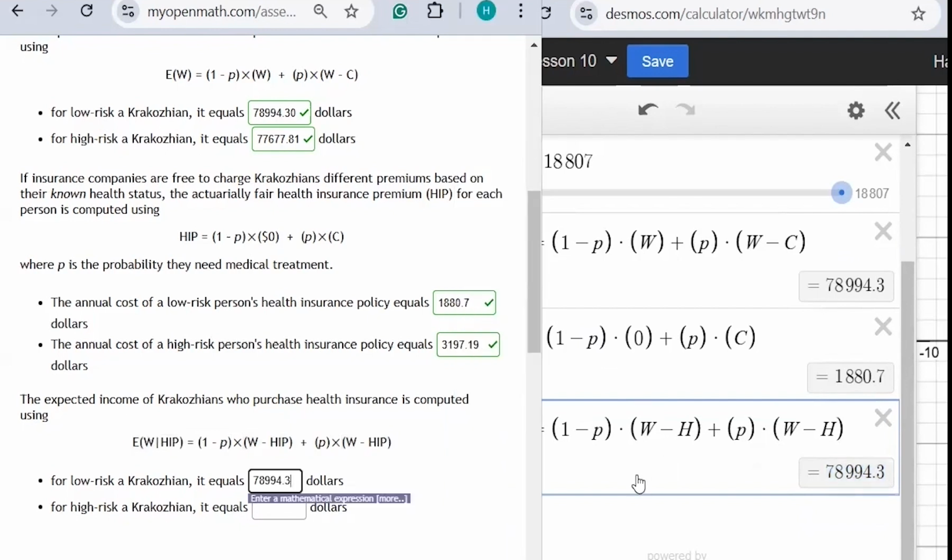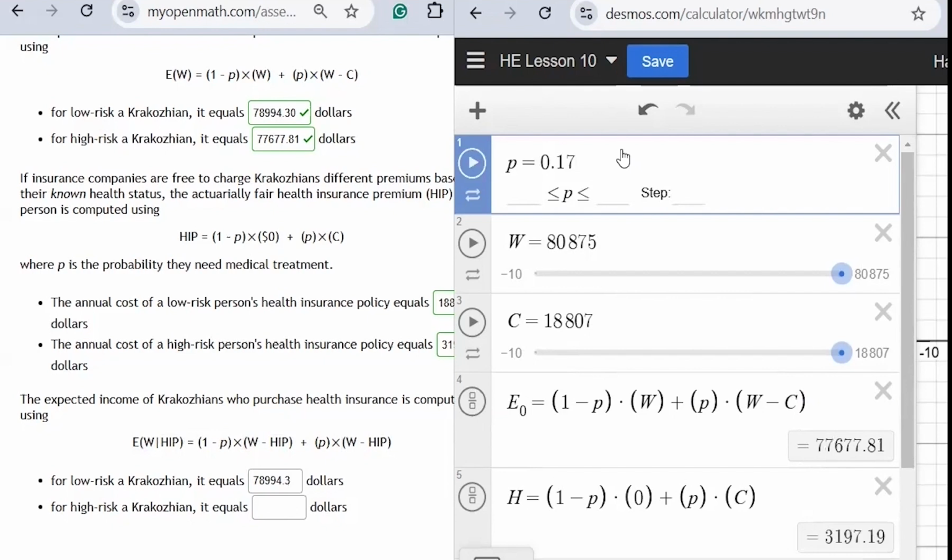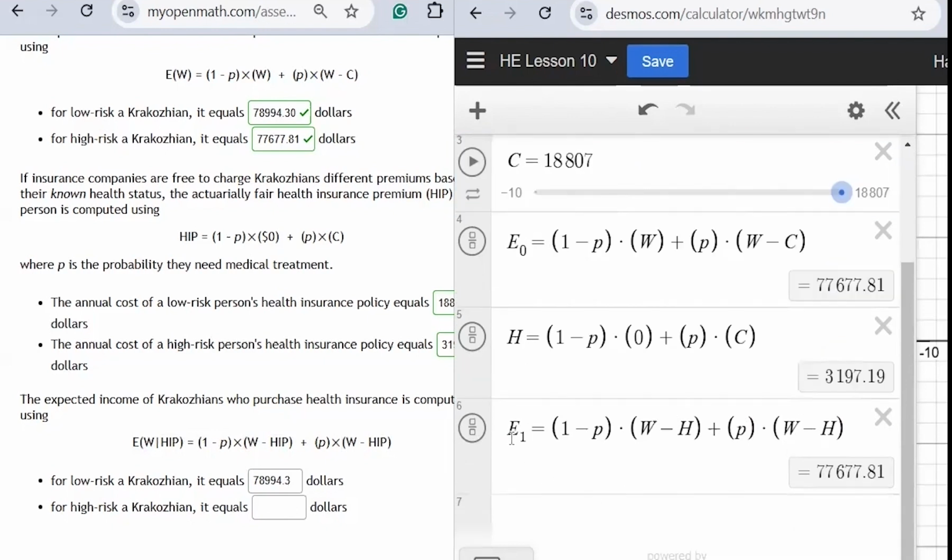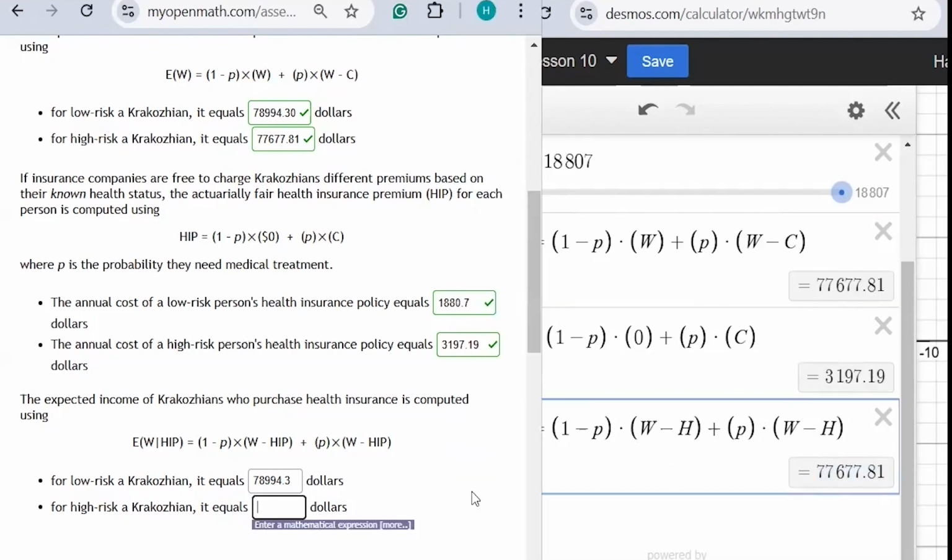Now, if I change the probability to 17%, I get the expected value of earnings of a high risk Caucasian, given that person has purchased insurance. Control C, Control V. These two numbers are equal to these two numbers respectively, right? So this is kind of proof that these premiums are actuarially fair health insurance premiums.